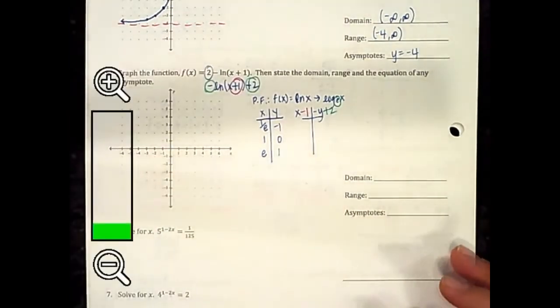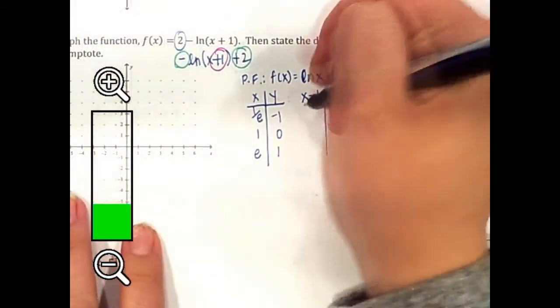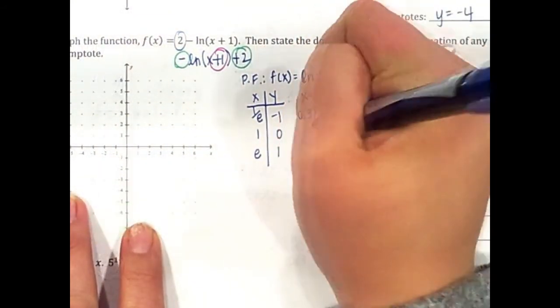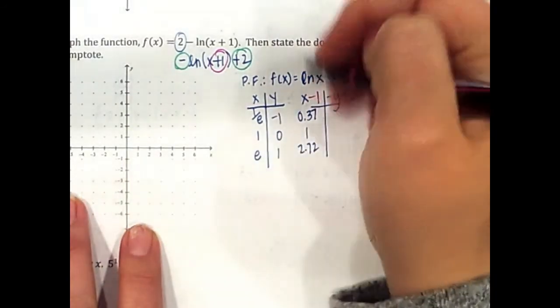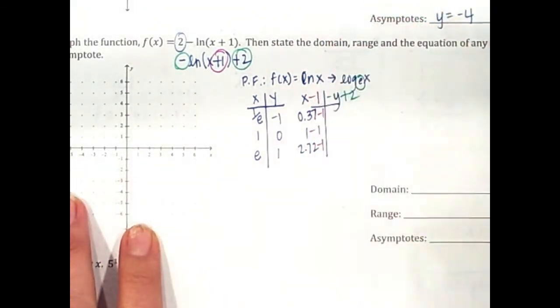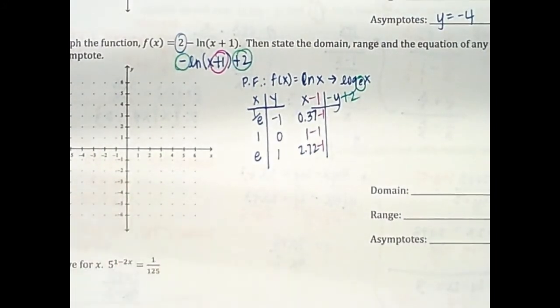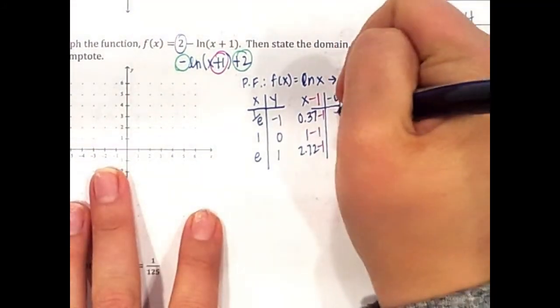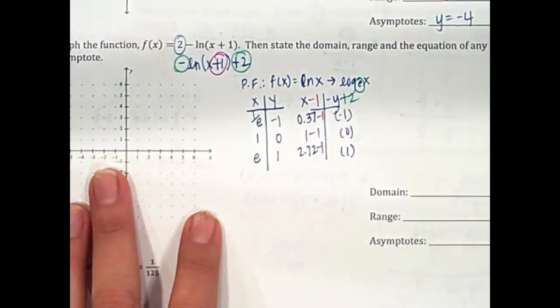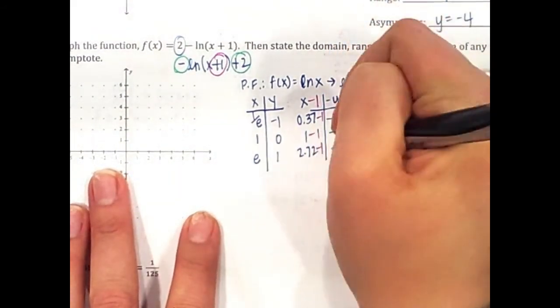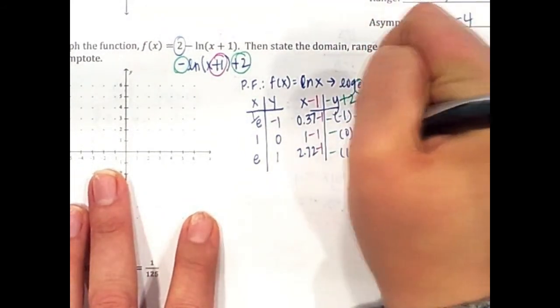Okay, I'm going to zoom back in here. So 0.37, 1, and 2.72, and to all of those we're subtracting 1. And then to all of our y values, which is -1, 0, and 1, we're first multiplying it by -1 and then adding 2.